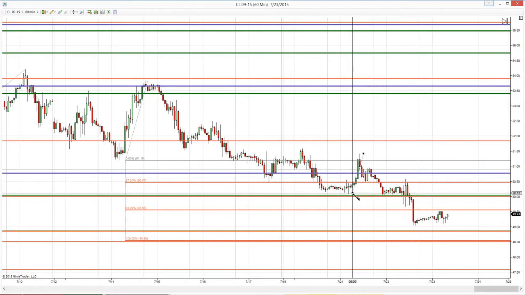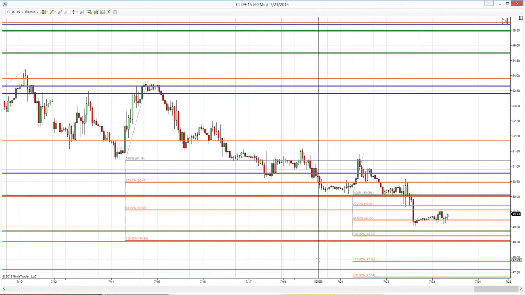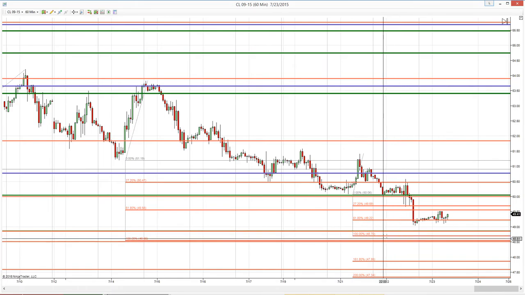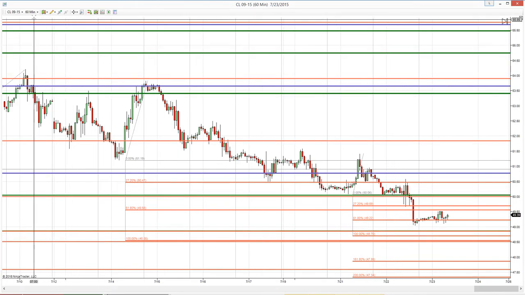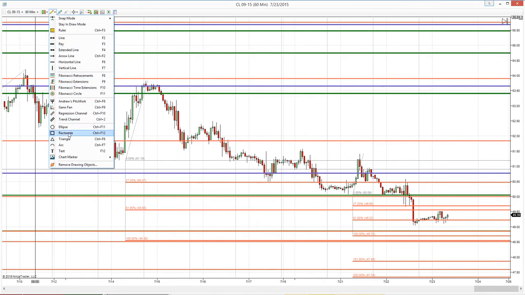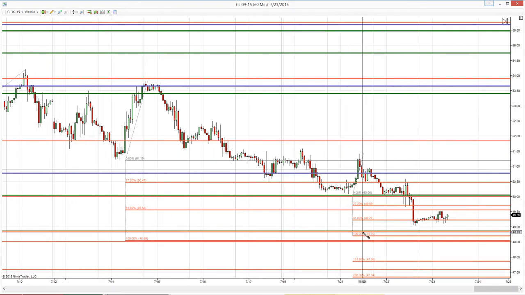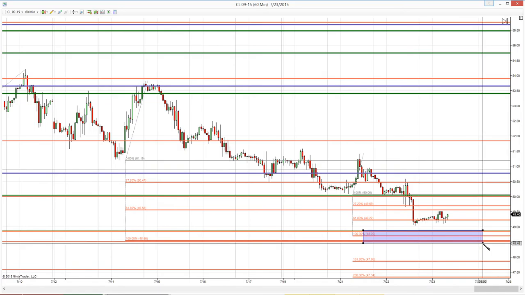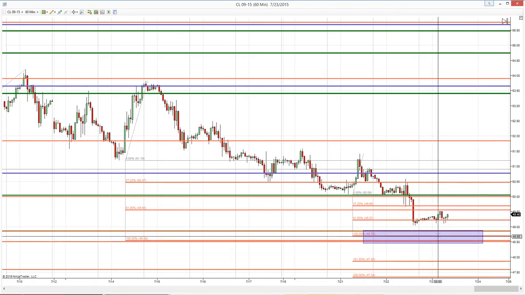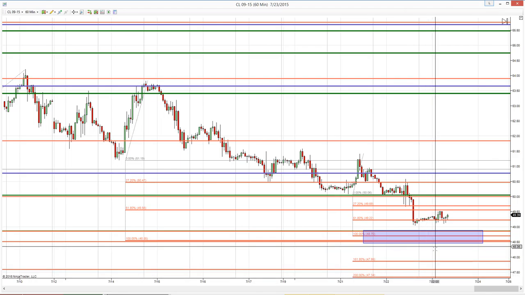And so we see this line is an important line for support. So we're going to stop here probably and bounce a little. If not, then we're going much lower.